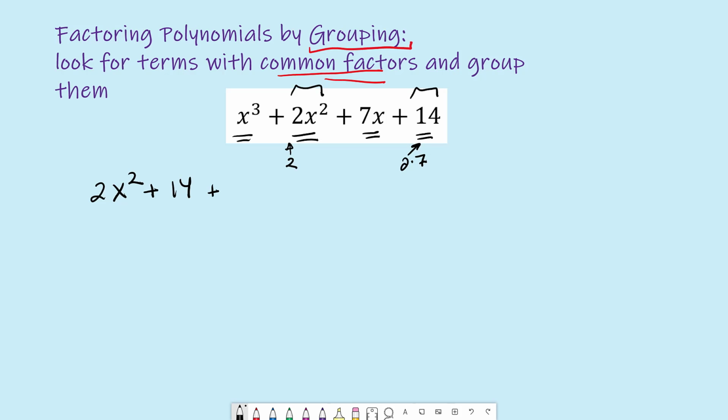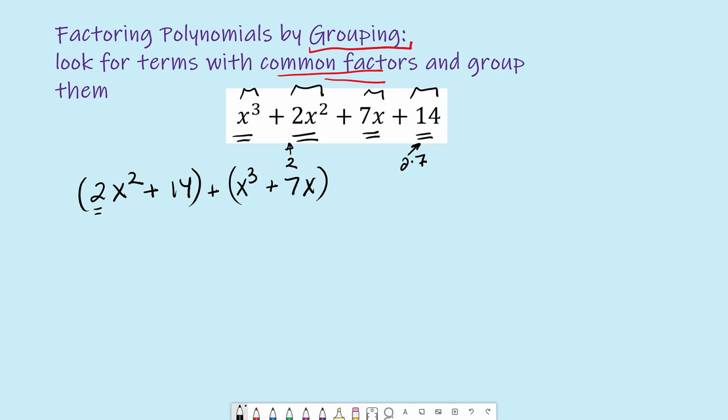And then we have to continue with the other 2 terms as well. So we have plus x cubed, so that's right here, plus 7x. So these are our 4 terms. We just changed the order, and we'll even put parentheses to show that we are grouping these terms. What is our next step? Okay, so let's look here.